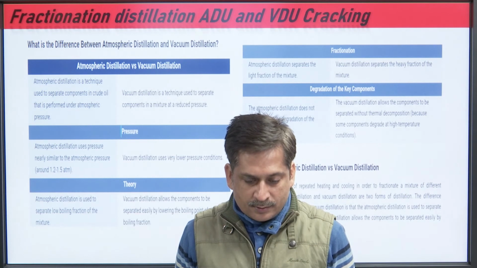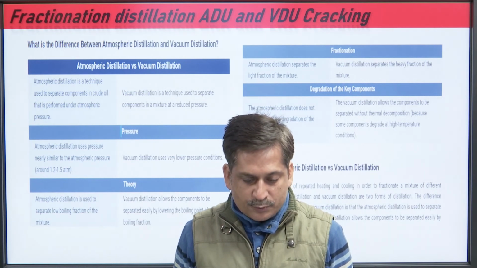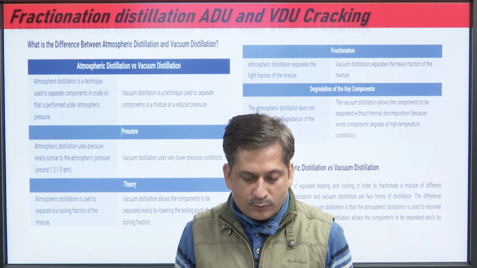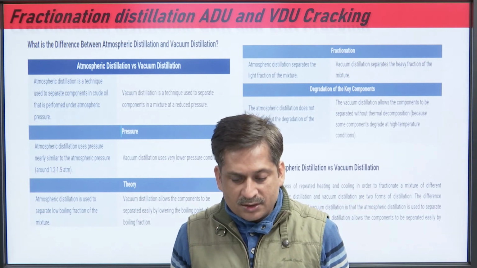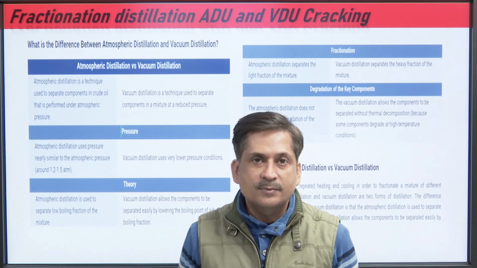The pressure: atmospheric distillation uses pressure nearly similar to the atmospheric pressure, around 1.2 to 1.5 atmospheres, and vacuum distillation uses very low pressure conditions.